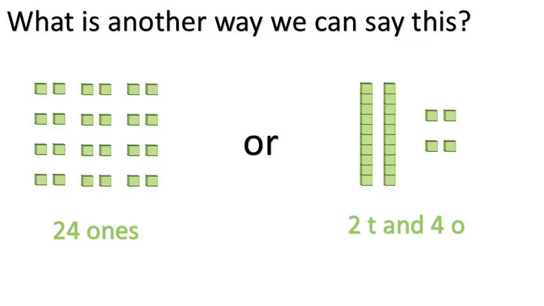So what is another way we can say this? If I have here 24 ones, who can tell me another way that I can say 24 ones? You think it's easy for me to sit there and count all of these ones? One by one by one? No. Who can tell me another way to say it? Ali? Tens. Yeah, I can change the ones to tens.